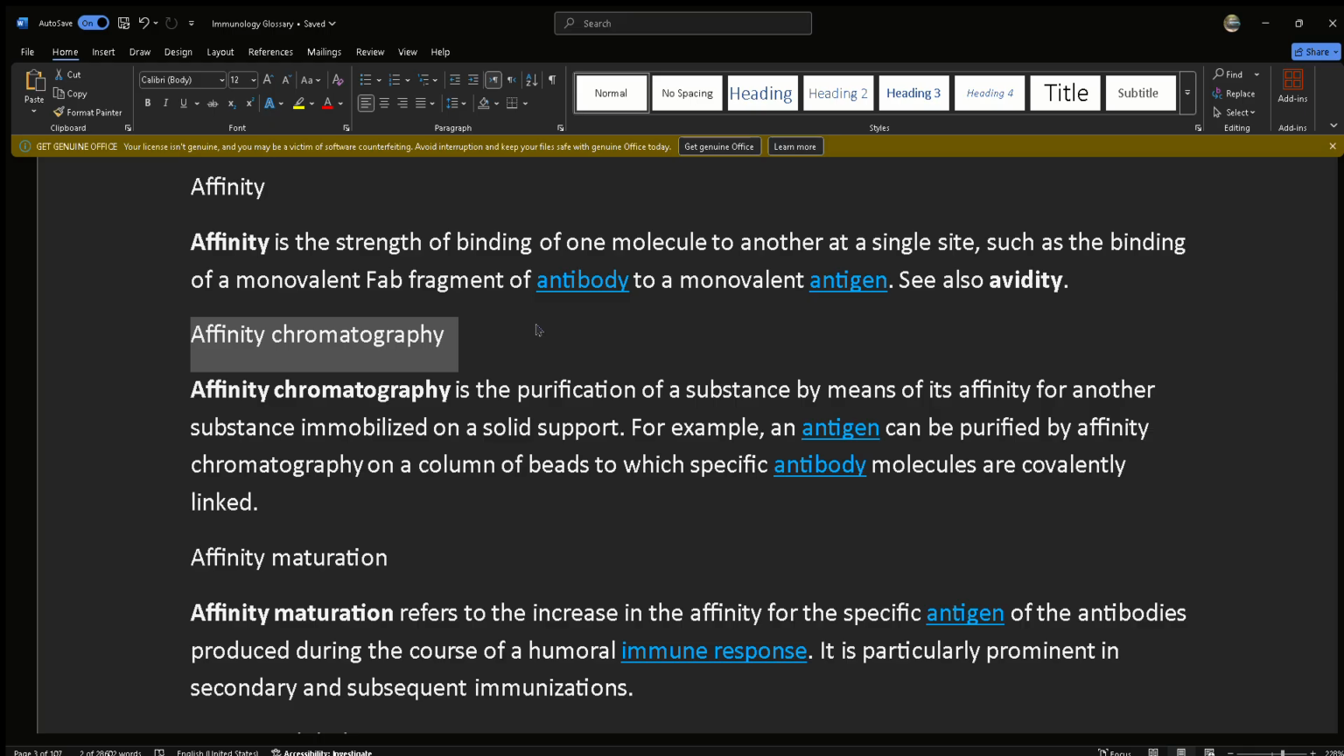For example, an antigen can be purified by affinity chromatography on a column of beads to which specific antibody molecules are covalently linked.